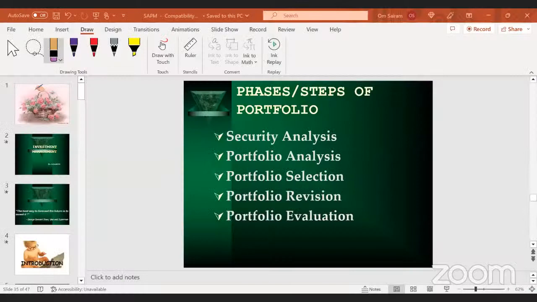Process for portfolio management, yes or no? Okay. So, the process or steps of portfolio management.